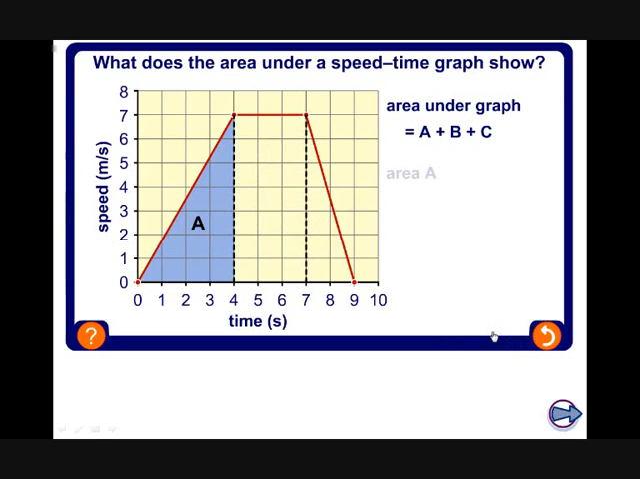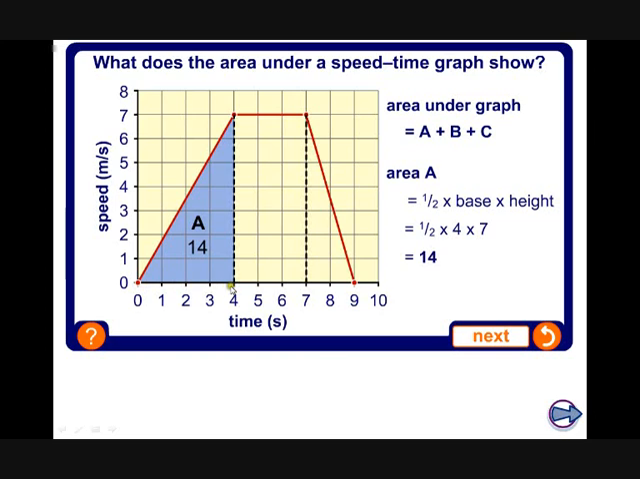So if we first of all do area A, we've got to treat this as a triangle, and the area is half the base times the height. So half of 4 multiplied by 7. Half times 4 times 7 gives us an answer of 14, so that's 14 meters.